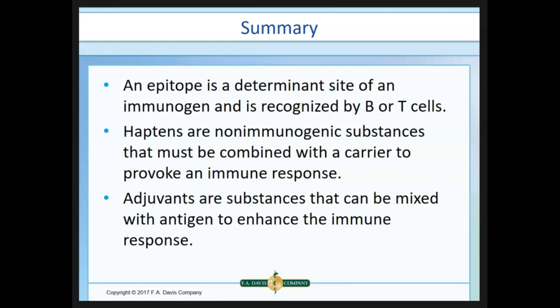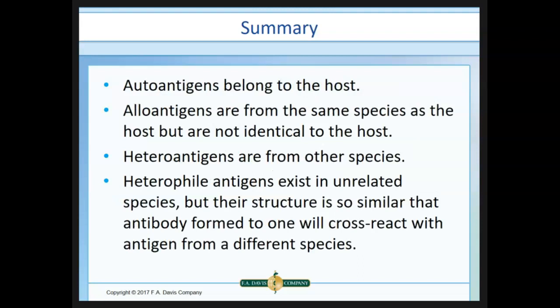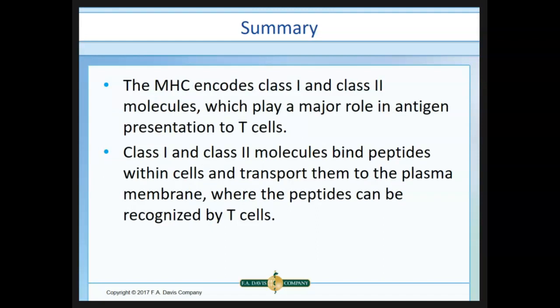Adjuvants are substances that can be mixed with antigens to enhance the immune response. Autoantigens belong to the host. Alloantigens are from the same species as the host, but not identical. Heteroantigens are from other species, and heterophile antigens exist in unrelated species, but their structure is so similar that they cross-react with antigens from a different species.